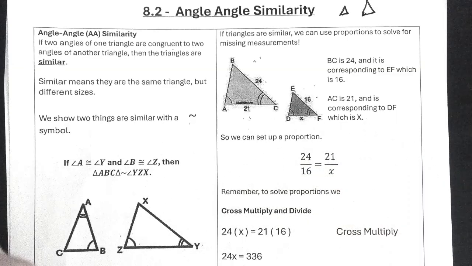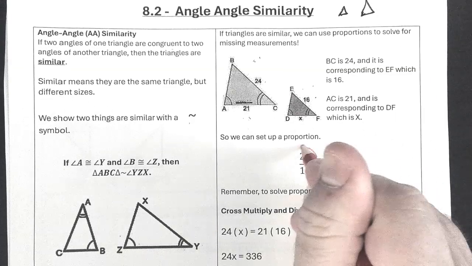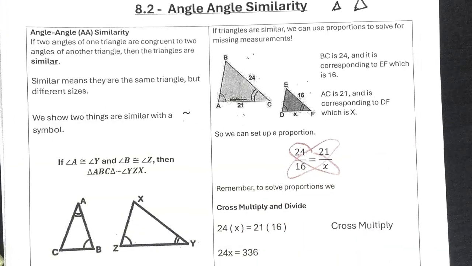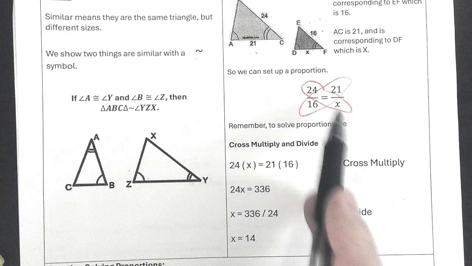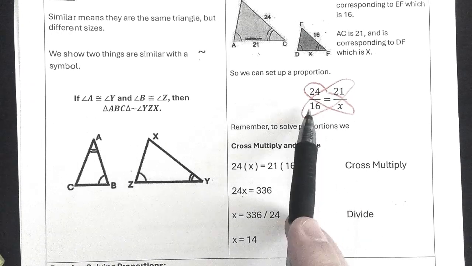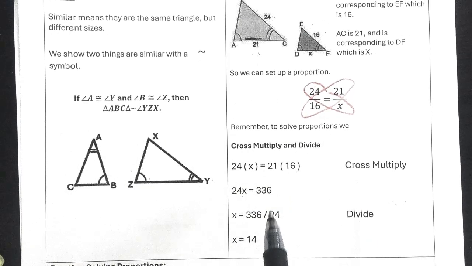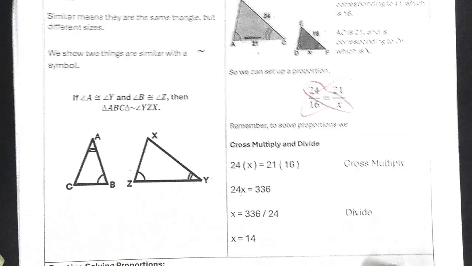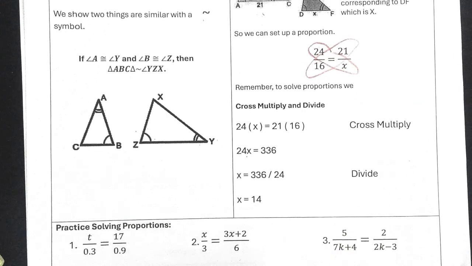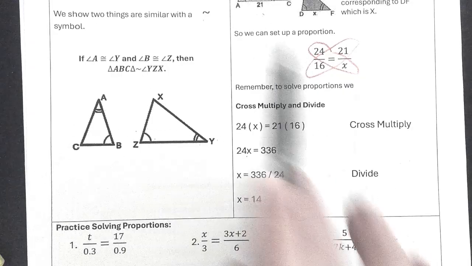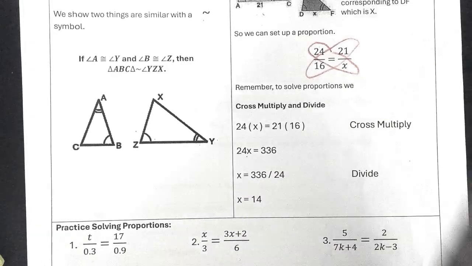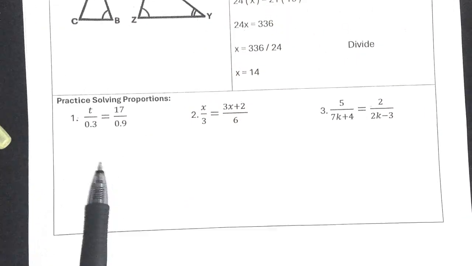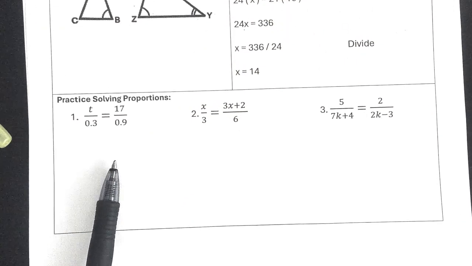Then we do what you will remember as the butterfly method. We're going to cross multiply. You get 24 times X, which is 24X, and then 21 times 16, which is 336. Divide both sides by 24, and X equals 14 in that case. So that puts it in proportion with the other sides. Let's do a couple of practice problems. I'll do the one in the middle.